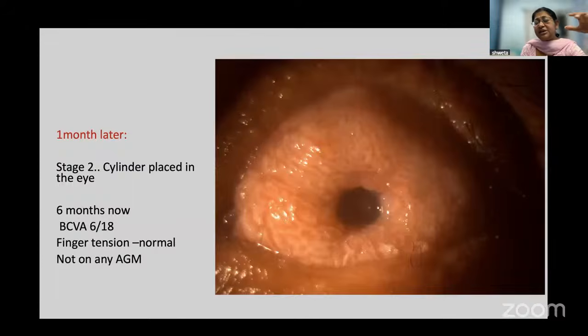When we were doing it, there was significant hypotony because the glaucoma consultants were doing an AGV exploration. And so we placed the cylinder 1 month later. And 6 months now, he's been maintaining a vision of 6/18 with finger tension being normal.